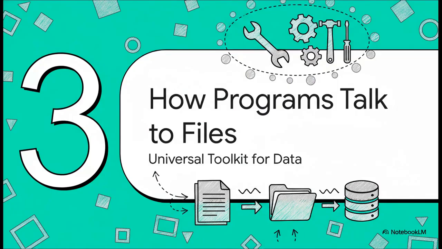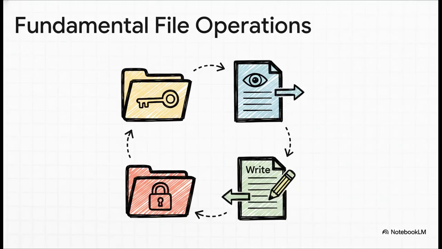So we have these files sitting on our computers. How do our apps actually talk to them? Well, it turns out there's this kind of universal toolkit, a set of basic commands that pretty much every single program uses. It really just boils down to these 4 core moves. First, you gotta open the file. That's like telling the computer, hey, I need to use this thing.